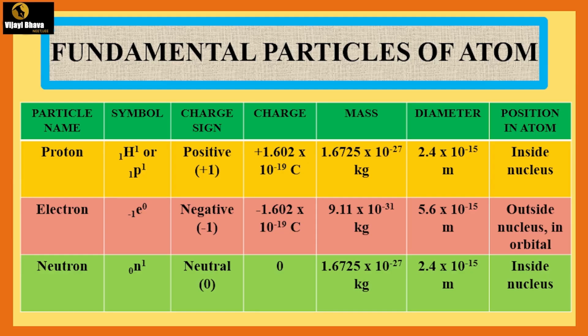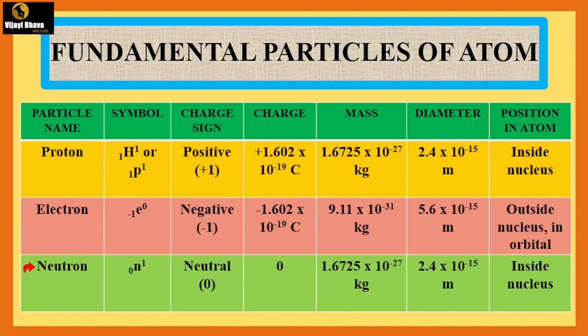Now let us learn about the masses and charges of proton, electron and the neutron. First, coming to the proton. Proton is a positively charged particle with the mass 1.672 into 10 power minus 24 gram or 1.672 into 10 power minus 27 kg. It has a positive charge of 1.602 into 10 power minus 19 coulombs. Coming to the electron, it has a mass of 9.108 into 10 power minus 28 gram or 10 power minus 31 kg with a charge of 1.602 into 10 power minus 19 coulombs of negative charge.